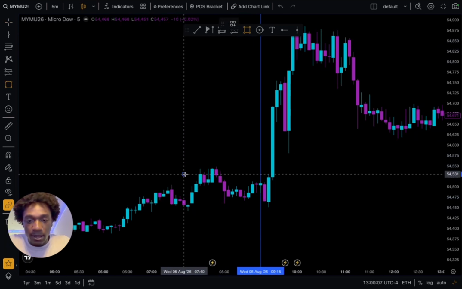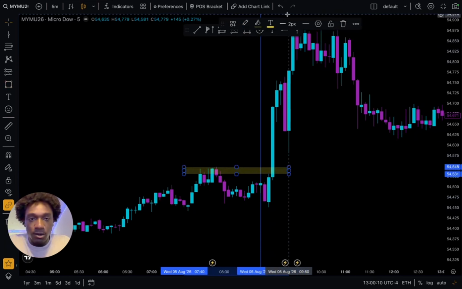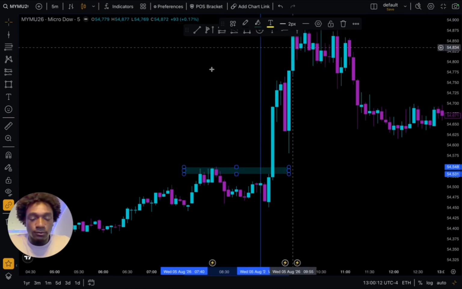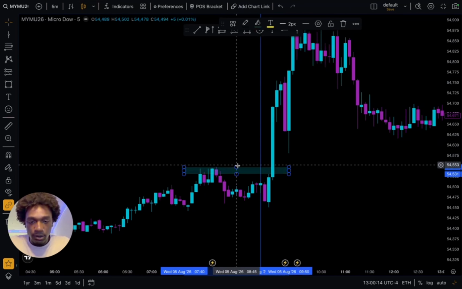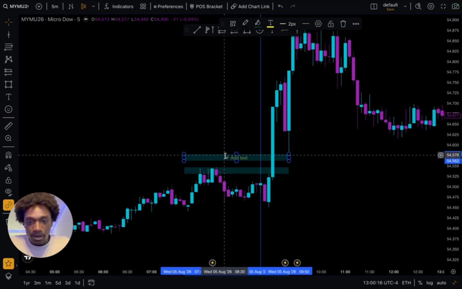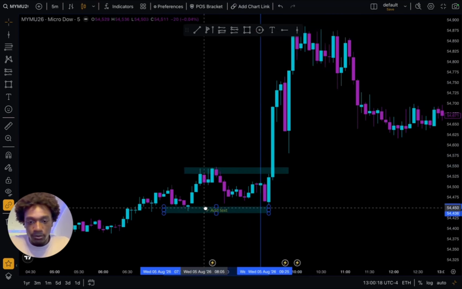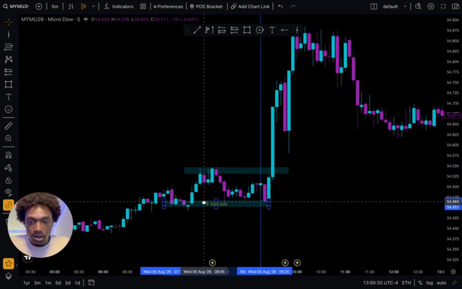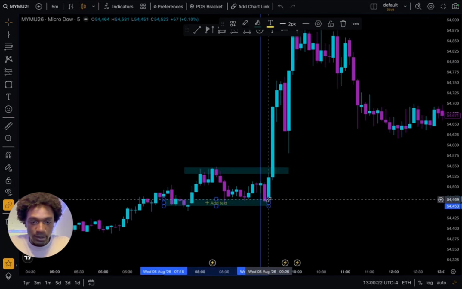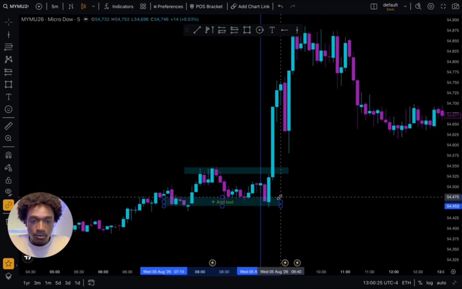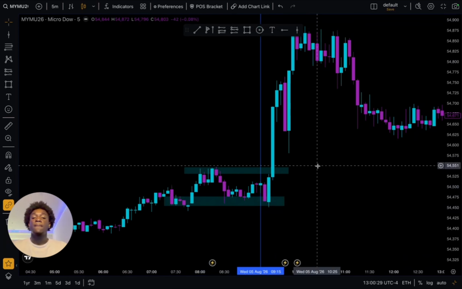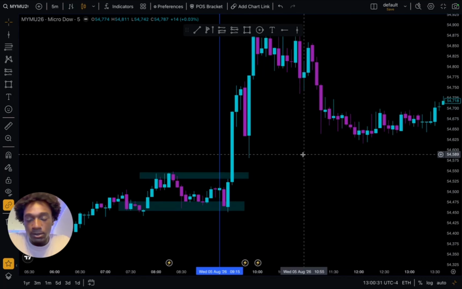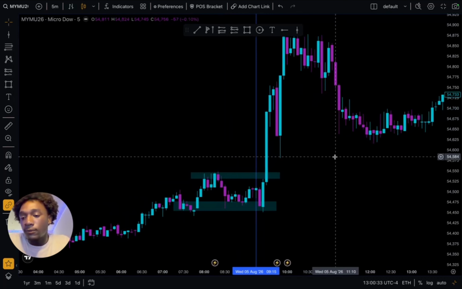Guess what I did? I marked out my high because that was my resistance area. And then I marked out my low or my support area, where price is rejecting from going lower. So we had something like this. Boom. So now we got support and we got resistance. Now all I want to see price do, guys, is break out at 9:30 with some volume. Easiest strategy in the world, bro.